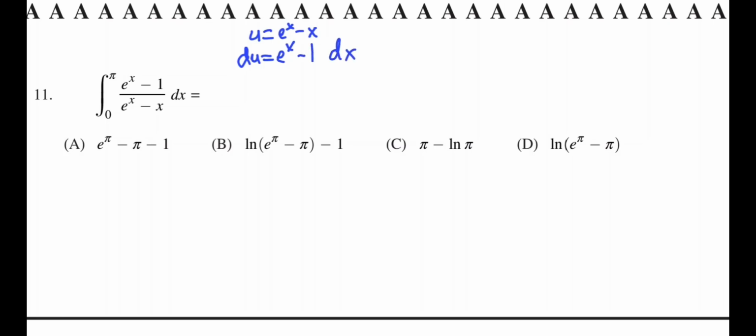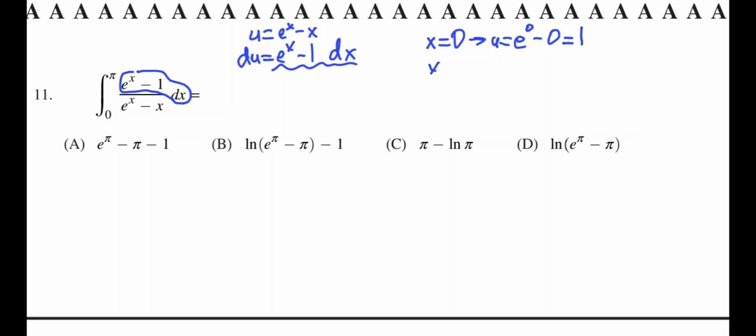All right, so now this is very convenient for us because e to the x minus 1 dx, well, that's right over here. This entire term will get replaced with du. And now let's change our bounds as well. So the lower bound of the x value of 0, let's get the u value for that. So u would be e to the 0 minus 0, and e to the 0 power would be a 1, and 1 minus 0 gives us a 1. So the x bound of 0 becomes a u bound of 1.